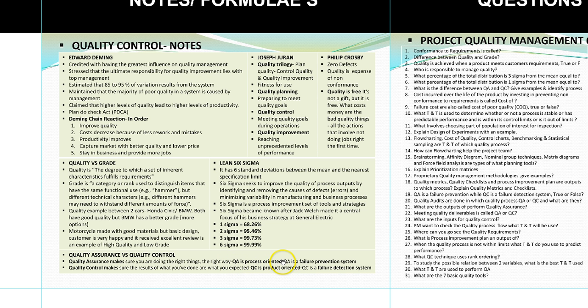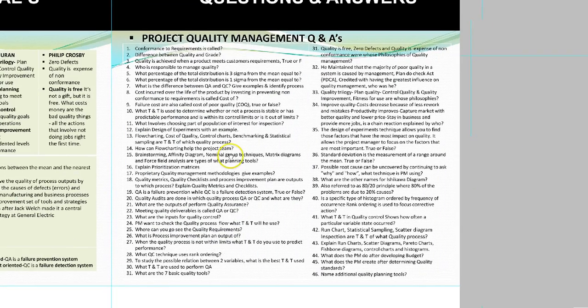Quality assurance is process oriented. Quality assurance is a failure prevention system. Quality control, on the other hand, makes sure the results of what you've done are what you expected. Quality control is product oriented. Quality control is a detection of failure system. Okay, and then we have tons of questions that go along with quality control or quality management that we'll be doing in a lot of detail later on.